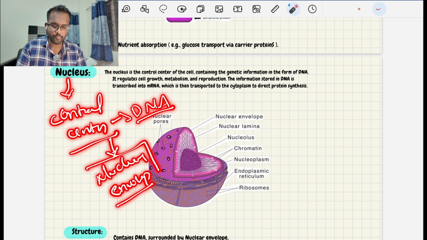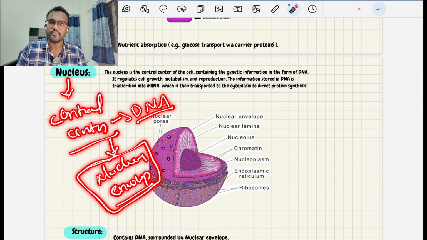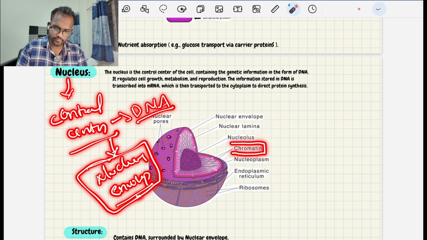Okay, these are the main points you have to remember when it comes to the nucleus topic. Very important. And you can remember these chromatins also.